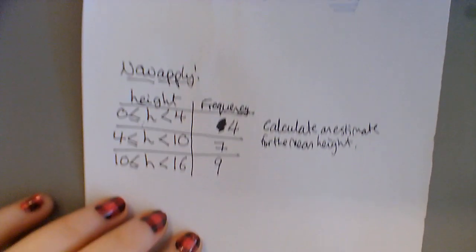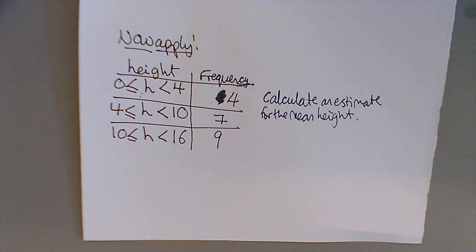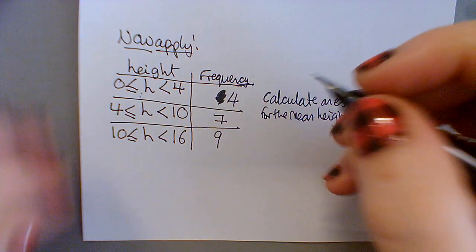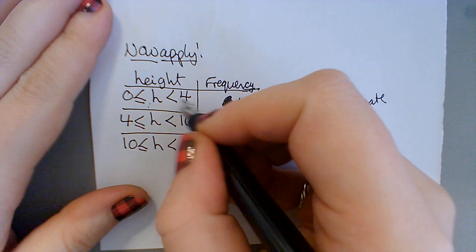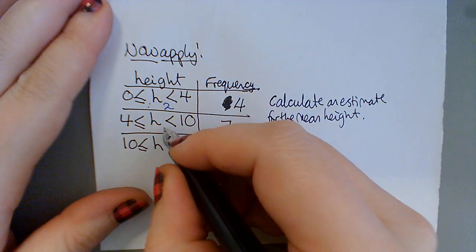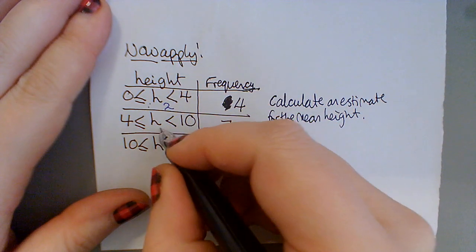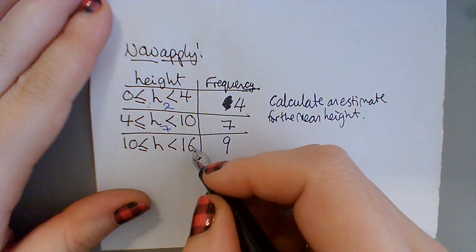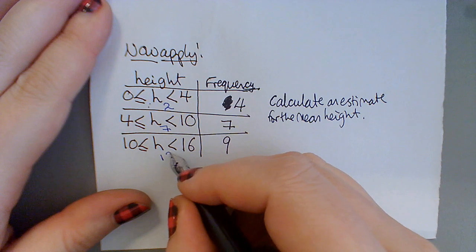Oops, sorry about that. So your turn now. Have a go at this. Pause the video. Unpause it when you're ready. Okay, so for this one again, the estimate, so halfway between 0 and 4 is 2. We're going to estimate this, so that will be 7, and we're going to estimate this to be 13.